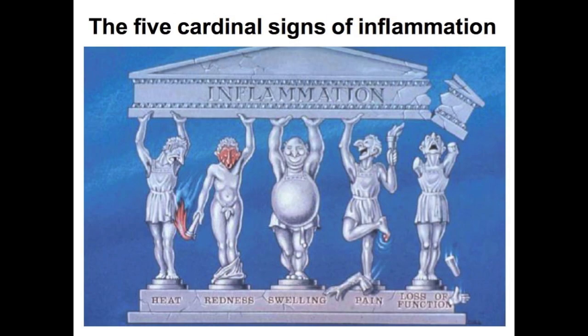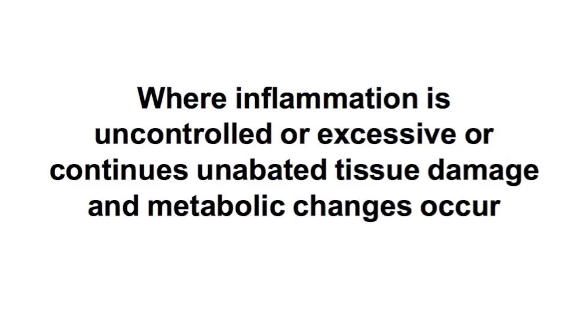The five cardinal signs of inflammation are heat, redness, swelling, pain, and loss of function. These were recognized over 2,000 years ago by the clever Greek physicians. All of these signs of inflammation are caused by the chemicals that are released as part of the inflammatory response. So the swelling in the joints of someone with inflammation, the pain of a headache, all of those things are caused by those chemicals released from those cells. I started off by saying inflammation is normal. It's part of what we need to deal with the presence of pathogens and so on.